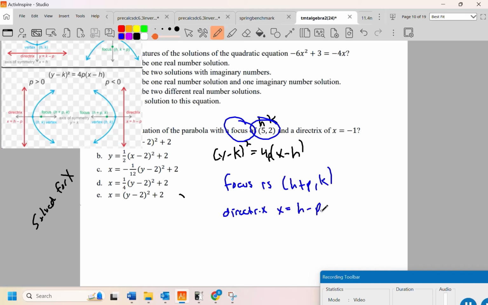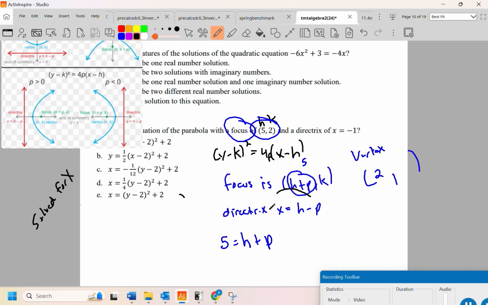All right, so there's enough information here to get what I need to be doing here. The directrix is at x equals h minus p, and the focus is at h plus p comma k. So the only thing I really know for sure about the vertex, because h and k are your vertex, is that k is 2. That's all I know. So let's talk about this part. This part is 5. 5 must equal h plus p.